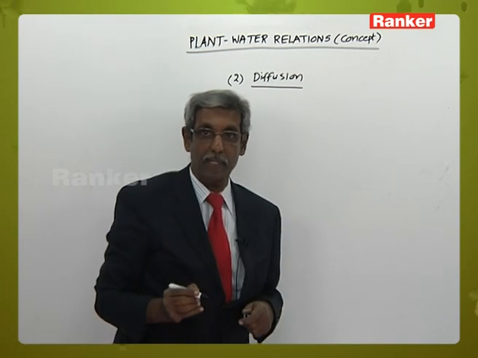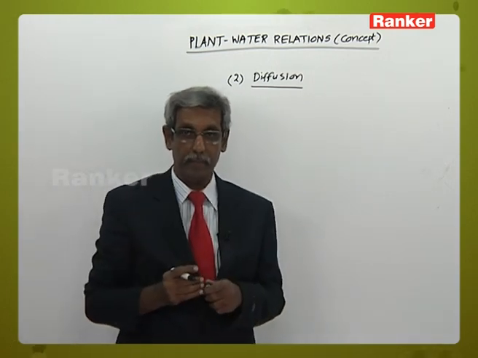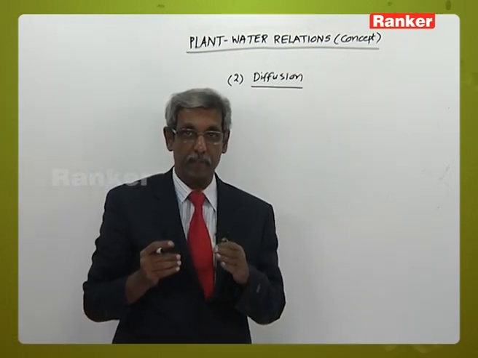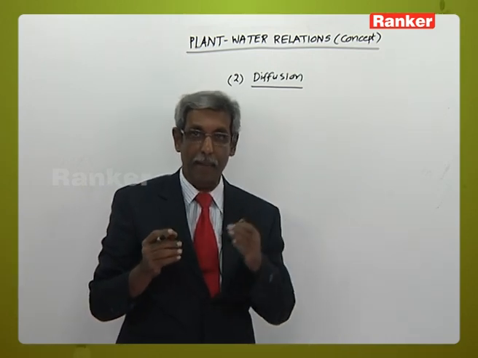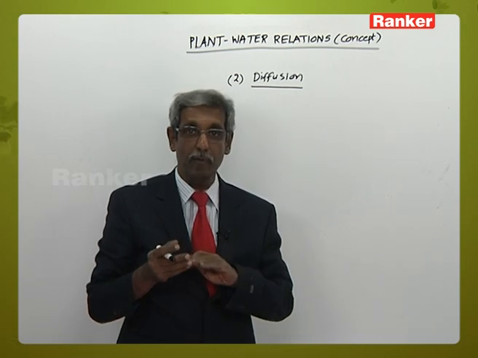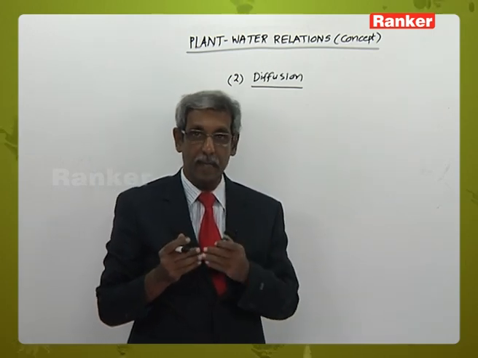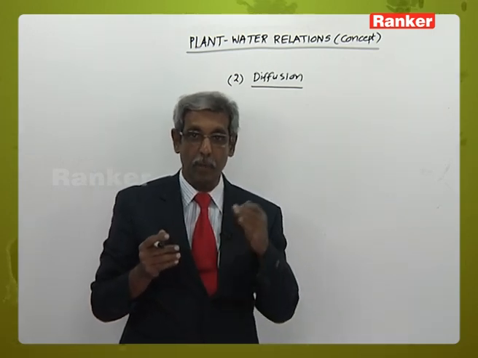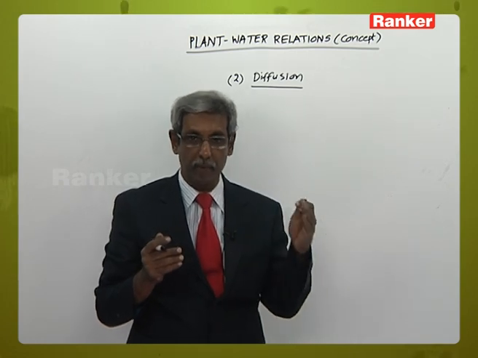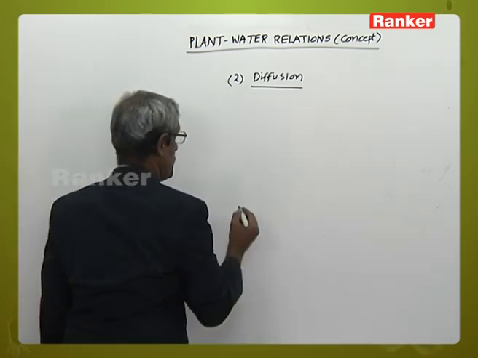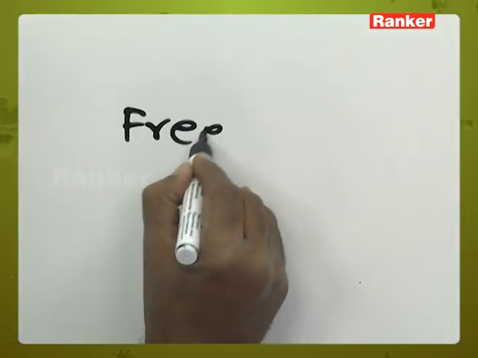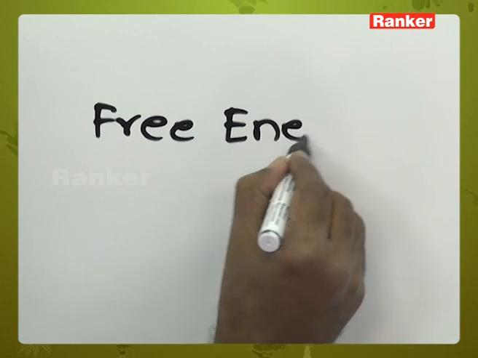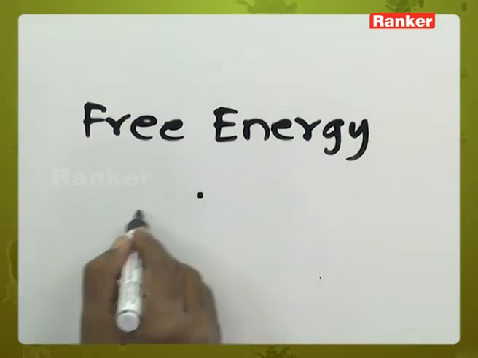We go to the second concept termed as diffusion. During diffusion, the water from the soil, how does it enter into plant parts? How does water move from one cell to another cell, especially from a higher concentration to a lower concentration, is termed as diffusion. So during diffusion, if you have any molecule, the molecule is normally in a free energy state.